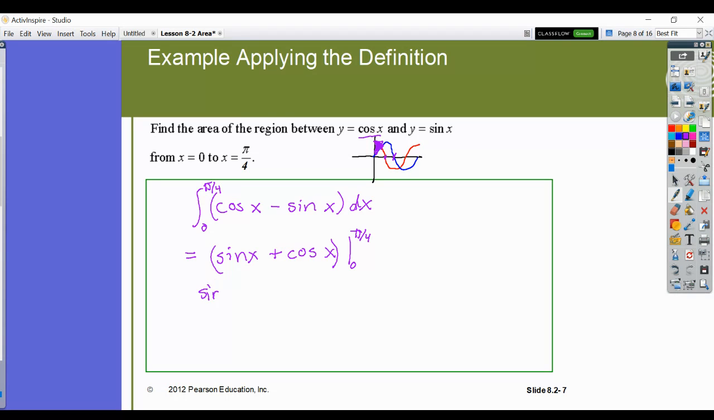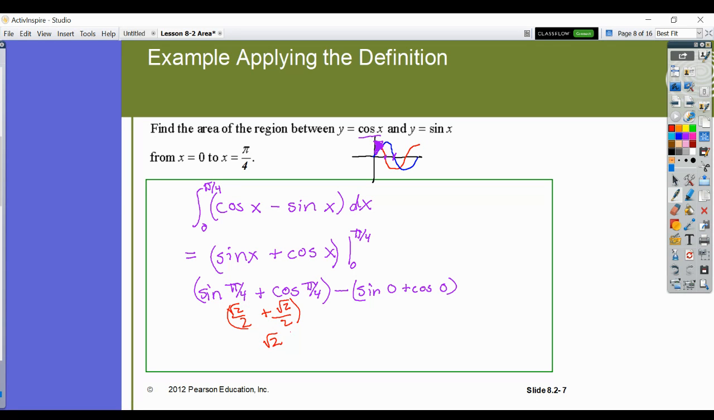So sine of pi over 4 plus cosine of pi over 4, minus sine of 0 plus cosine of 0, is... sine of pi over 4 is square root of 2 over 2. Cosine of pi over 4 is square root of 2 over 2. So we're going to add those two together. Square root of 2 over 2 plus square root of 2 over 2. 1/2 plus 1/2 is 1.